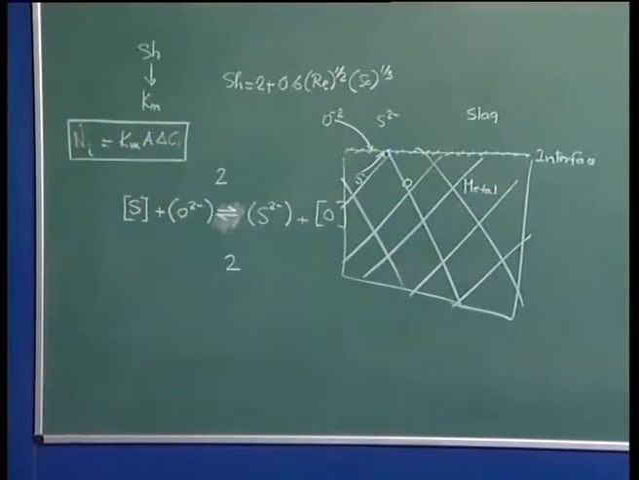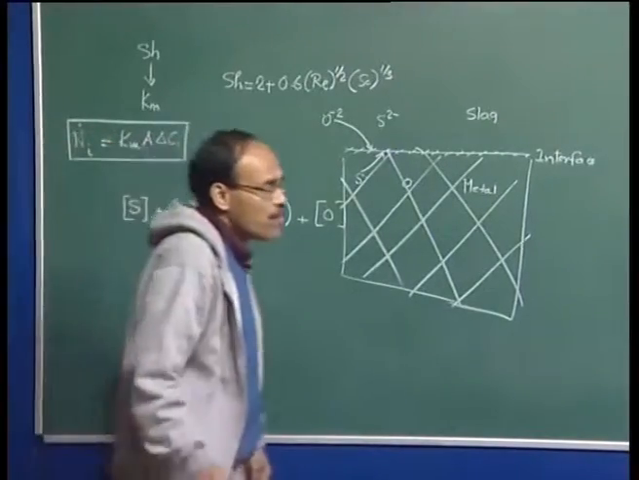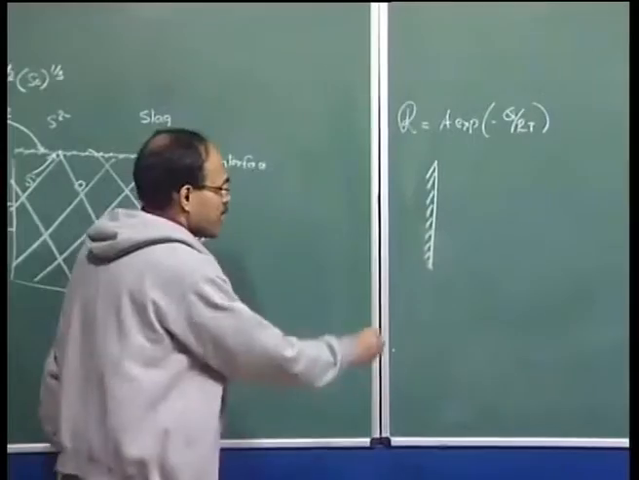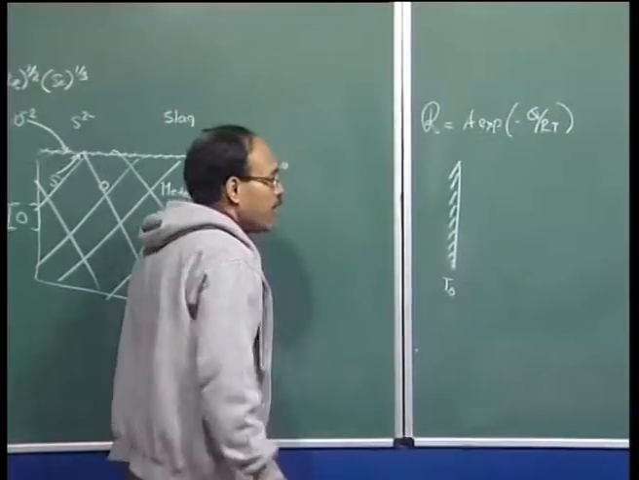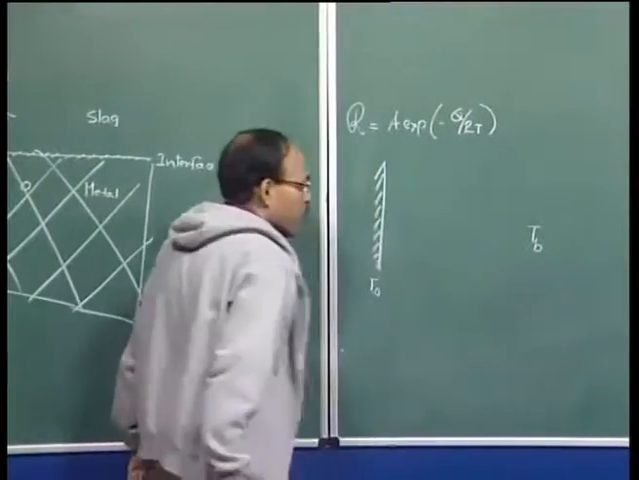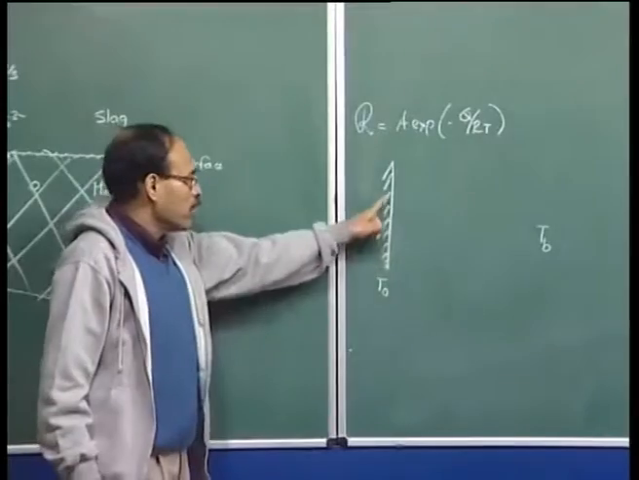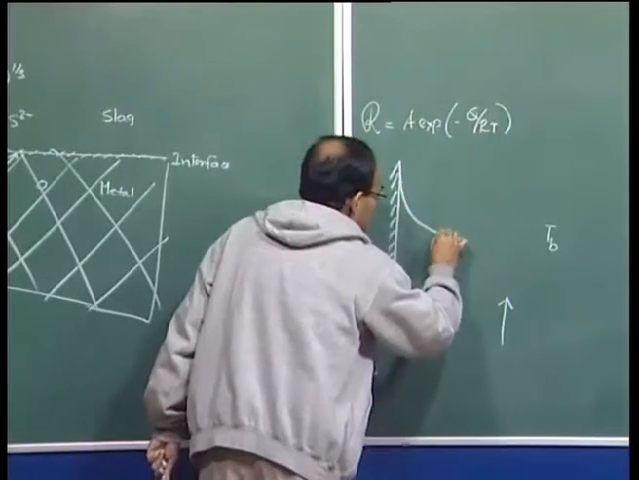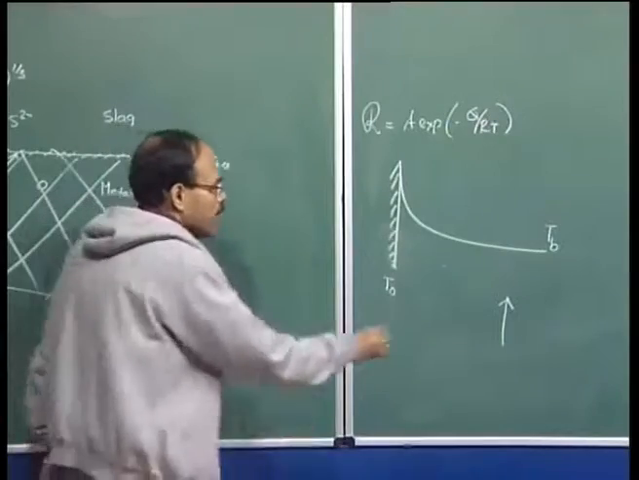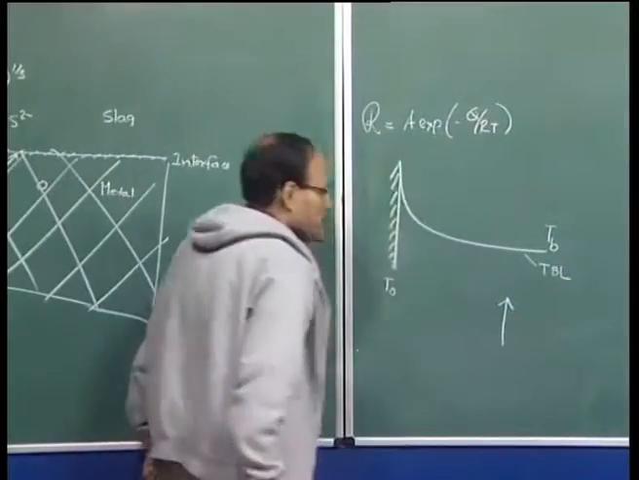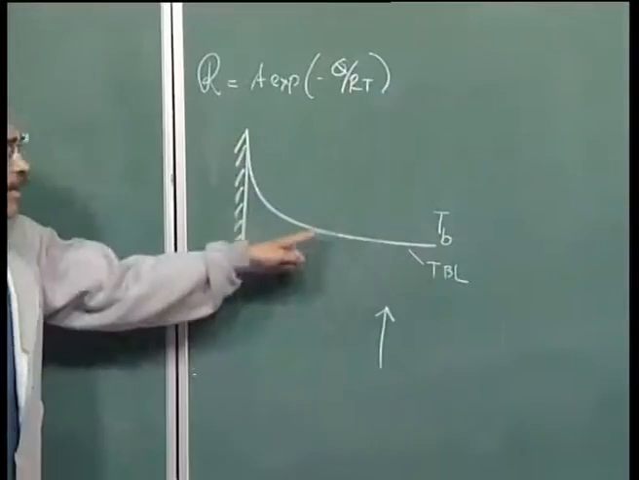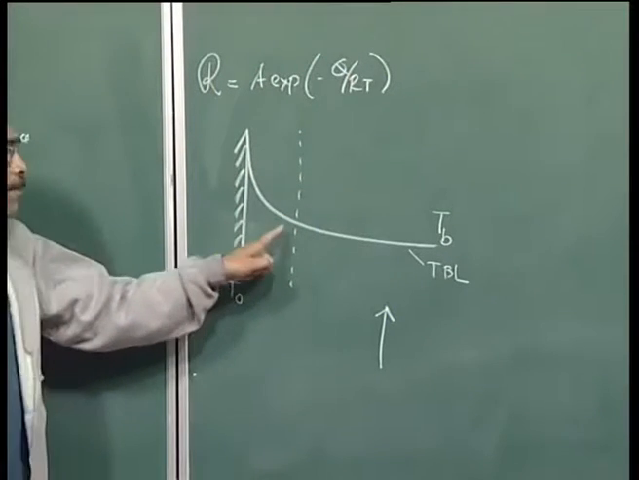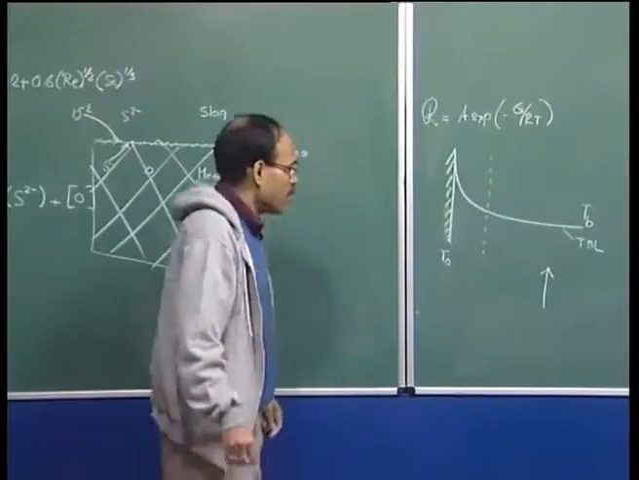Let us quickly look at this scenario. For example, in heat transfer, I have a solid surface at a temperature of T sub 0, and this is a fluid flowing at T sub B. We know that ahead of a solid-liquid interface, where the fluid is flowing like this, we have a thermal boundary layer, called TBL for short. The temperature here is equal to T0, and the thickness of the boundary layer is defined as where the temperature becomes almost equal to 99% of the bulk temperature.